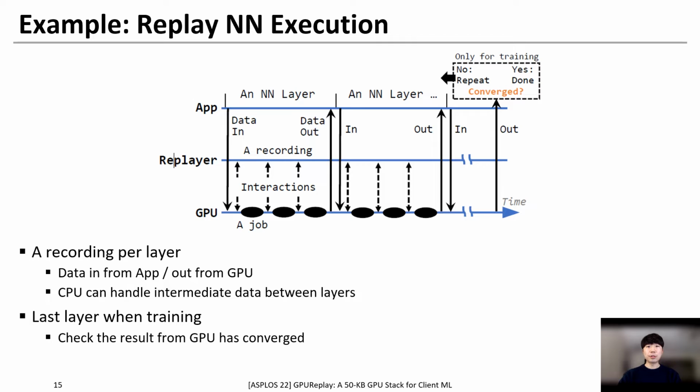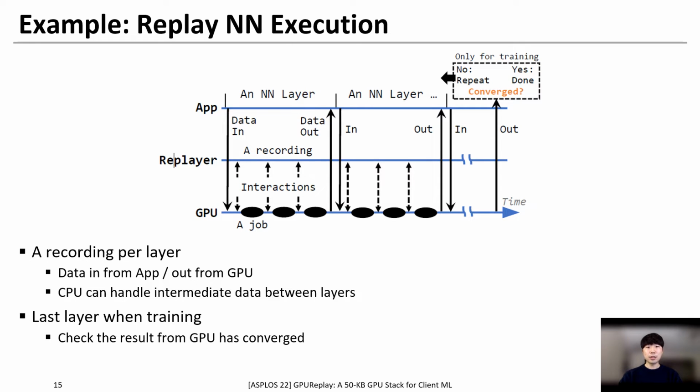You can record the entire network into a single recording or layer by layer into separate recordings. In this example, let's assume we have a separate recording per layer. When replaying, the application starts a first layer. Then the replayer passes input data from the application to the GPU and starts interaction with the GPU. When the computation is done, the replayer returns the output from the GPU to the application. The application is now ready to replay the next layer.